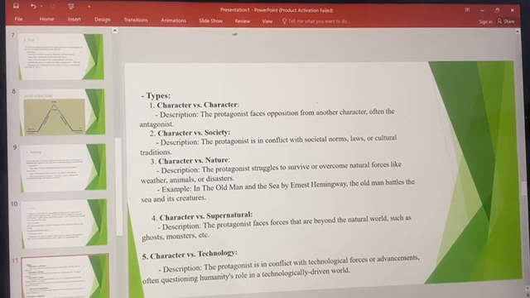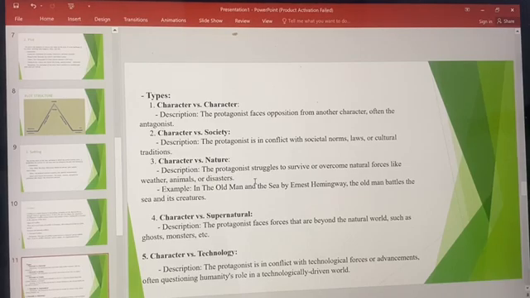We have character against character. Here the protagonist faces opposition from another character, often the antagonist. So character versus character means protagonist and the antagonist. We have another type of external conflict, which is the character against society, right? Here the protagonist is in conflict with social norms or law or cultural tradition.